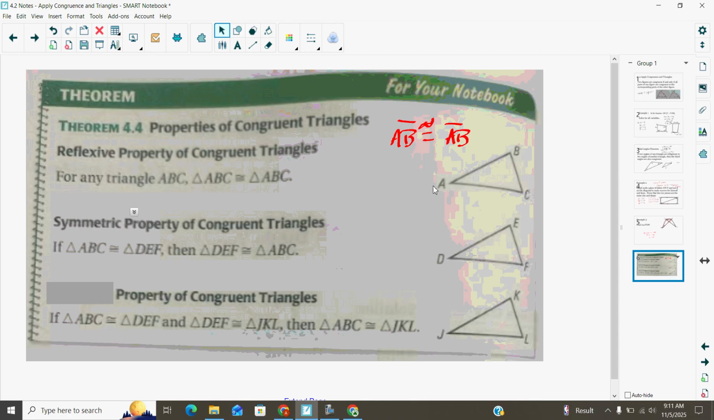And then we know if these two are congruent, ABC is congruent to DEF. And then these two are congruent, DEF is congruent to JKL. Well, we can skip the middleman, right? ABC is congruent to DEF, and DEF is also congruent to JKL. It makes sense that all three of them are congruent, so we could state that ABC is congruent to JKL, and that is our transitive property of congruent triangles.